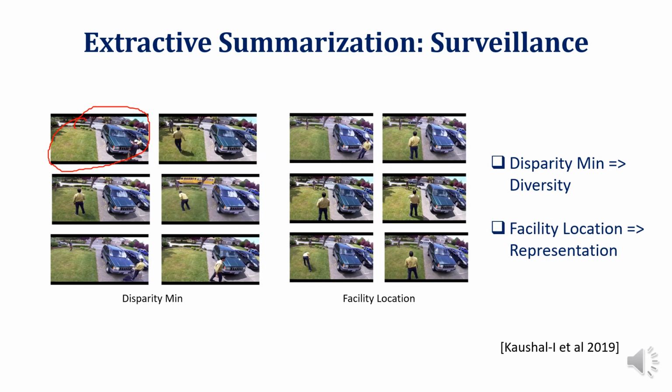So what would disparity min correspond to? Diversity, that's in the case of surveillance. And here you find that facility location, which gets you representation, is a bit redundant, whereas the disparity min, which gave you diversity, gave you maybe a frame where there was no one present at all.